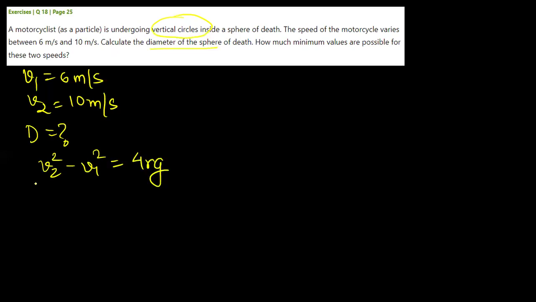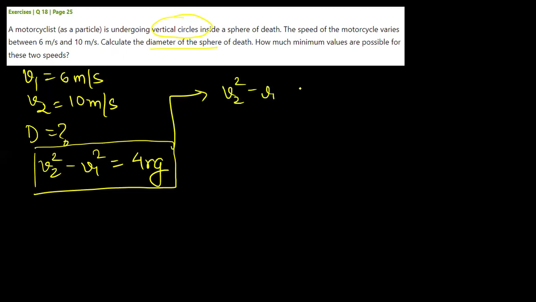Now this is actually a step that comes in the middle of the derivation, I have picked up the formula from there. When you do the derivation, this term comes in. So you get v2 square minus v1 square equal to 4rg. From here we will find the diameter. Okay, so I can write this as v2 square minus v1 square equal to 4 into radius, which can be written as diameter upon 2, into g, because I need to find the diameter, so I have to convert it in terms of diameter. So this will be 2.